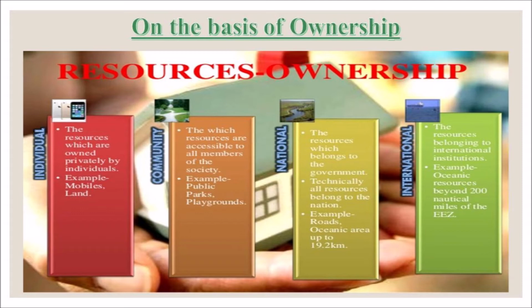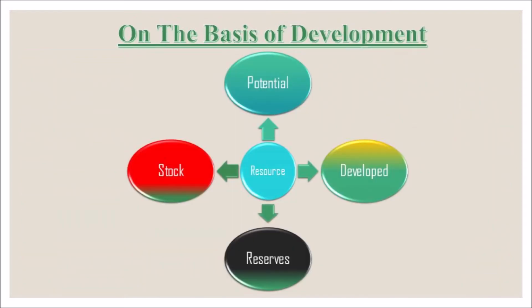Okay? And the last one is international resources. These international resources will be regulated by international institutions. For example, if the oceanic resource lies within 200 nautical miles of the nation, it comes under national resources. But if it lies beyond 200 nautical miles, that area will not belong to any individual or any nation, and no one can use these resources without the permission of international institutions or some organizations. Okay.